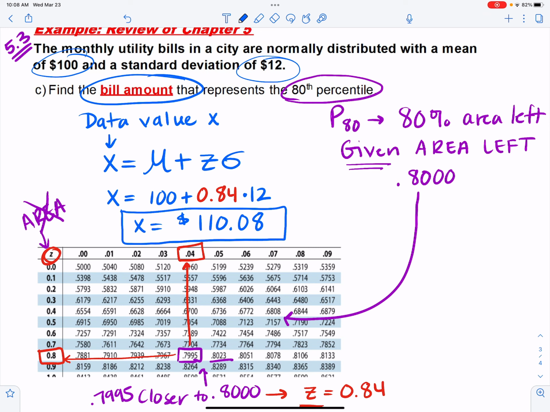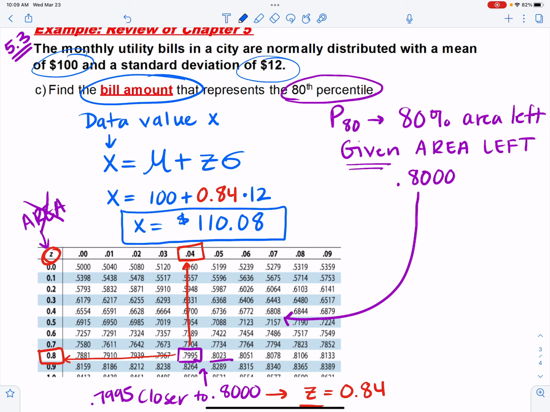But in terms of our review here, what I want you to start to recognize is, based on the wording of the question, how do I know that I need to use this method from 5.3? It's anytime you're given an area, percentiles are always area, and you want to find a data value.